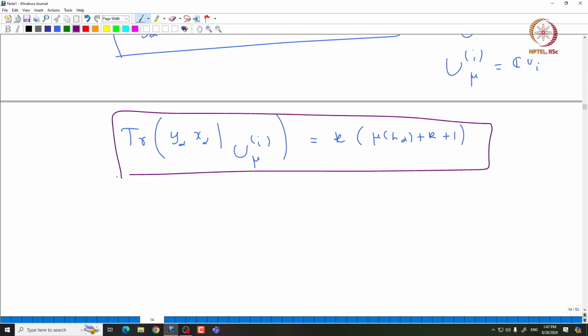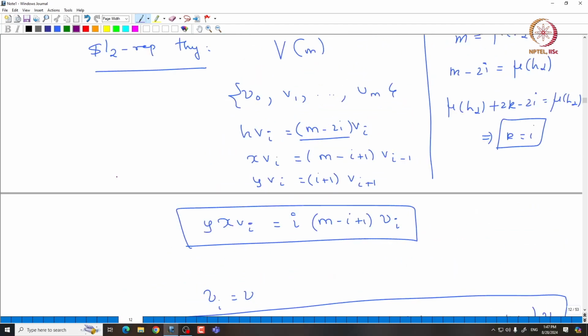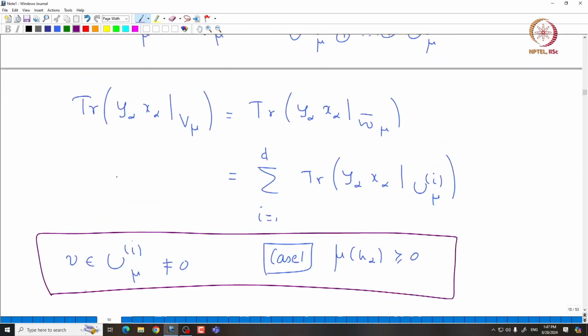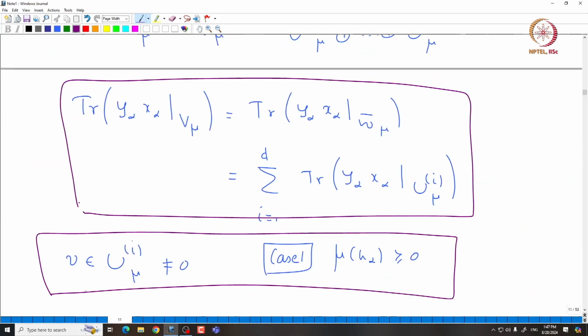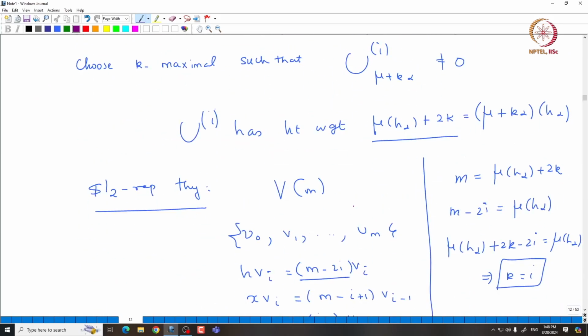So, now how do you put it back to compute the trace on V mu? That is something one can obtain from this equality. If you are interested in computing the trace of y alpha x alpha acting on V mu, then we have to calculate the number of times Ui appears in the summand, that is, Ui being isomorphic to, let us say, V of m. So, how many times V m appears inside this direct sum. That is going to give you exactly the multiplicity.